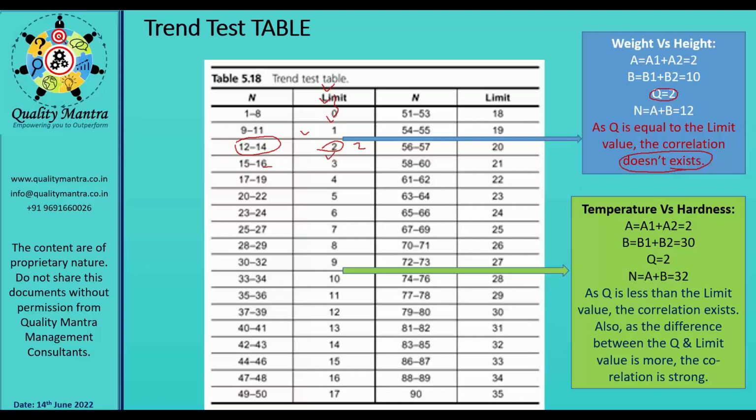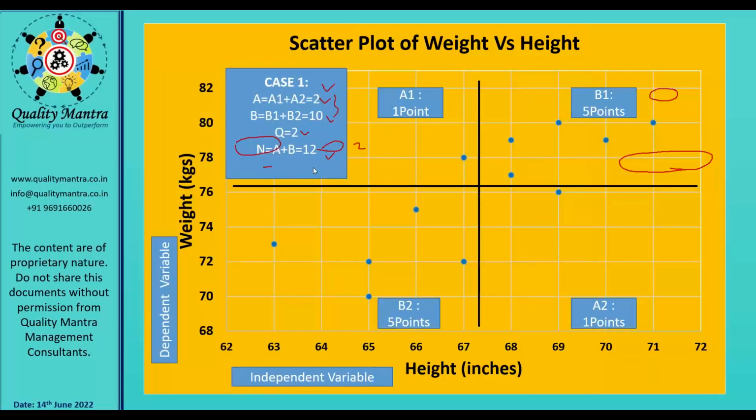So the correlation doesn't exist. If you look at the graph, you can see it is very scattered. You cannot say it is increasing, nor can you say it is decreasing. Clear cut, you cannot say anything here. A positive correlation is not there. It is happening randomly for this particular data.